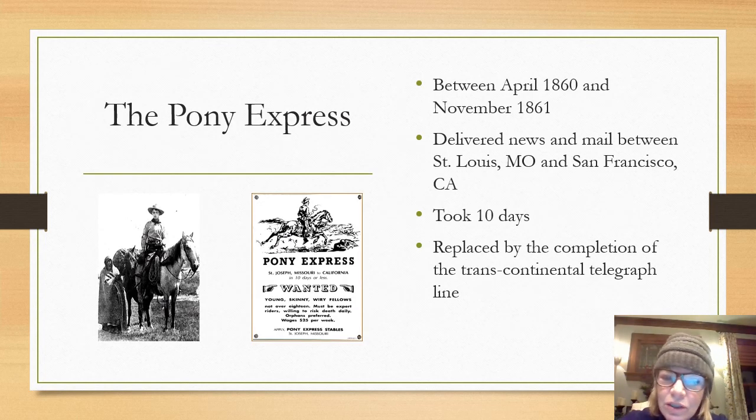Another thing, your book didn't mention this, but kind of a romantic version of the West, people always talk about the Pony Express. This was not something that occurred for a long time. As a matter of fact, it only occurred for less than a year, or maybe just slightly over a year, right? April of 1860 to November of 1861. Guys who would ride on these horses out west and deliver the mail. They'd go from St. Louis to San Francisco. It only took 10 days.